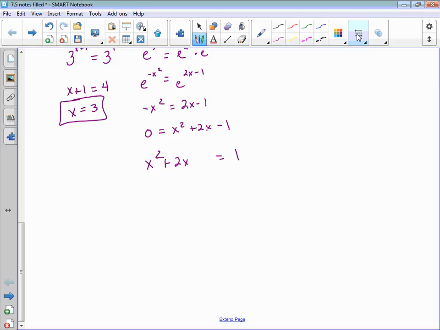So what am I actually adding to both sides? 1. Okay, so this leaves me with x plus 1 quantity squared equals 2. X plus 1 equals plus or minus root 2. So x equals -1 plus or minus root 2.